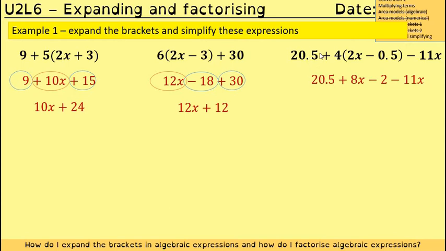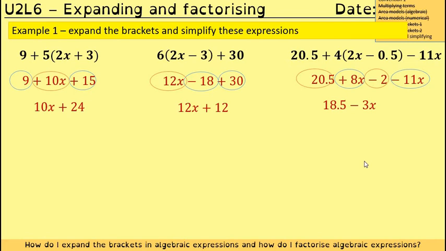Again, in my working out I'm working downwards down my page, and I'm trying to write everything underneath where it came from. Then I'm going to collect the like terms, so I can see that plus 8x and negative 11x are like terms, and then the 20.5 and the negative 2 are also like terms. So I'll need to collect these together, and that will give me 18.5 when I collect together my orange bubbles, and when I collect together my blue bubbles, I'll get take away 3x.